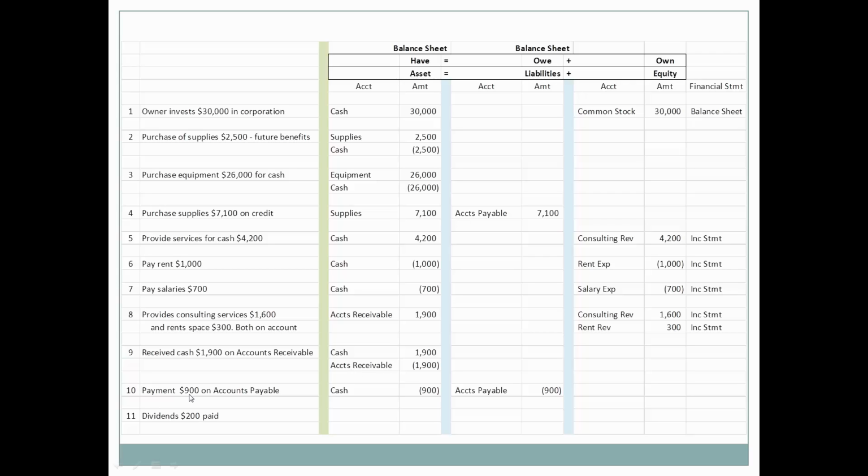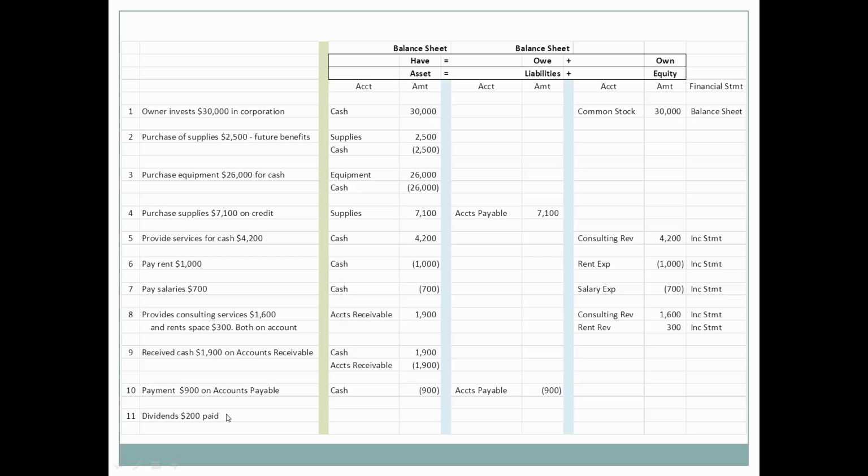Next, we want to make a payment on accounts payable. We're going to pay out $900 in cash, so cash is going to go down by $900. Again, this is on the balance sheet. Accounts payable is also going to go down by $900 because we've reduced the amount that we owe.